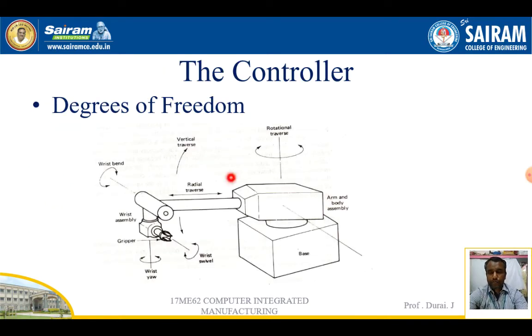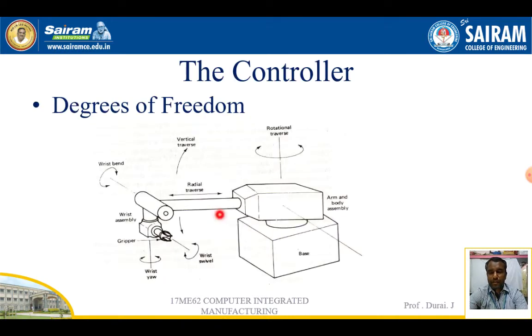Vertical traverse moves the arm in the up and down direction. So the arm moves up and down with the help of this body part. Okay. Then comes the radial traverse. Radial traverse is on this arm. Extension or retraction takes place. Okay. This is about the radial traverse.